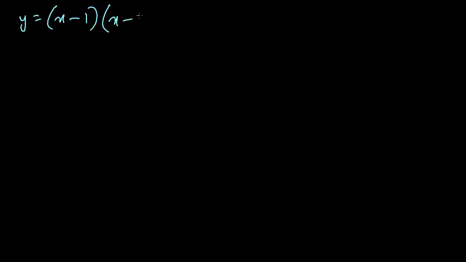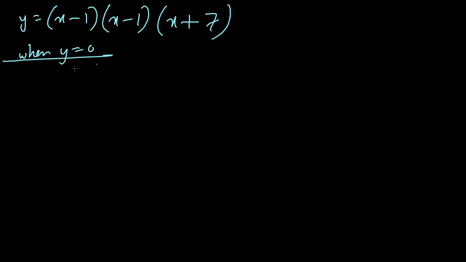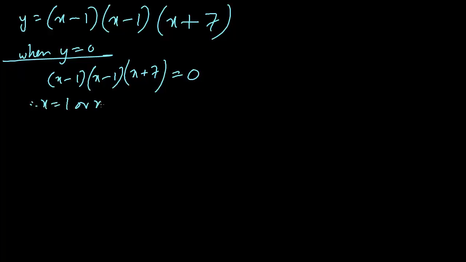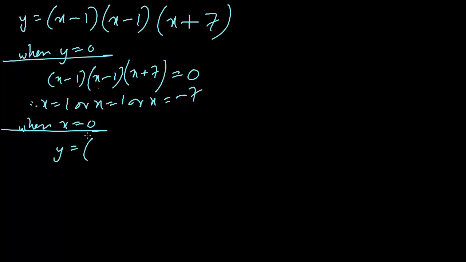Let's do another sketch. Suppose you have y equals (x - 1)(x - 1)(x + 7). Let's convert into algebra. y equals 0 means where it meets the x-axis, so we convert this into algebra. You have x equals 1 or x equals 1 or x equals minus 7. Then where does it meet the y-axis, where the value of x is 0. So y equals 0 minus 1 is minus 1, 0 minus 1 is minus 1, and 0 plus 7 is 7. So minus 1 times minus 1 is 1, times 7 is 7.